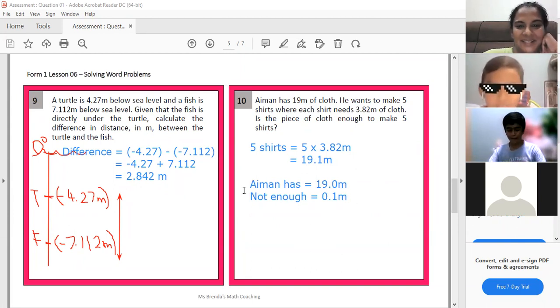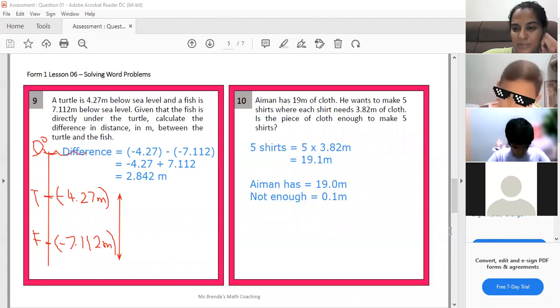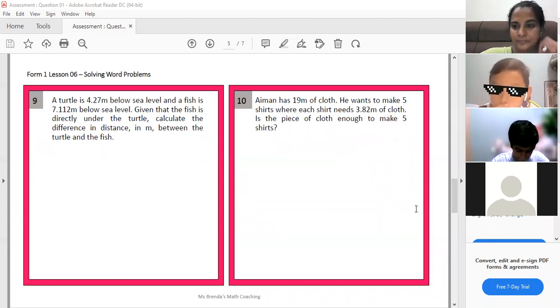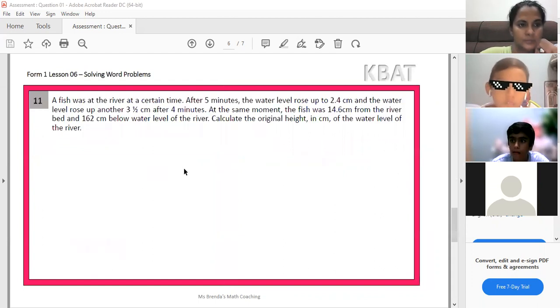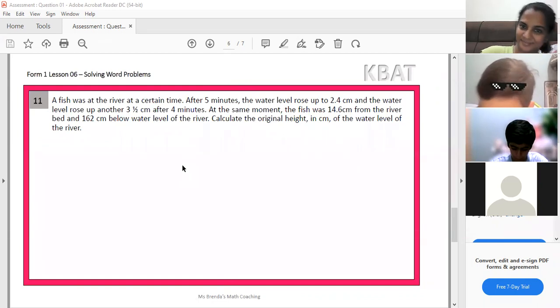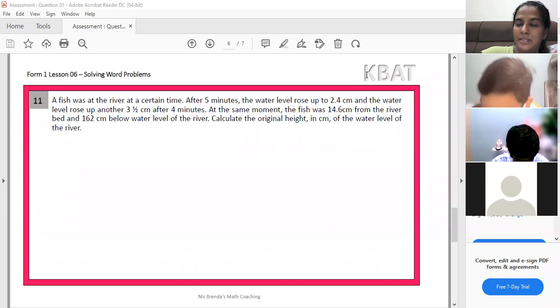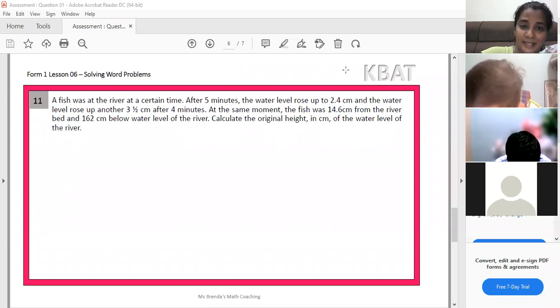Number 10 done. Now, last question for the day before we sign off. Okay. Clear all this. All right, last one. This one is soalan kebat. Kebat means kemahiran berfikir aras tinggi. It requires you to analyze carefully the story. Come on, guys, give it a try.